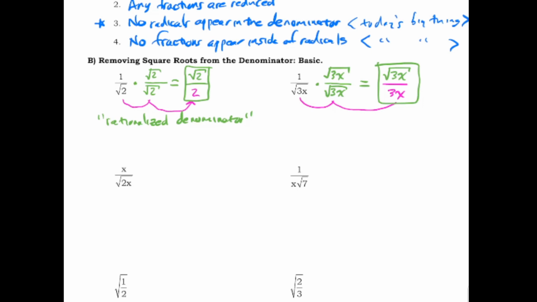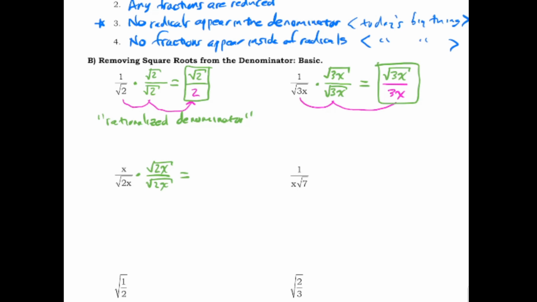I got x over the square root of 2x. I don't like square root of 2x. Not in the bottom, I don't. If it was on top, I wouldn't care. But on the bottom, no, we don't want it in the denominator. So you just take whatever that is and you sort of copy-paste, really. You just multiply top and bottom by root 2x.